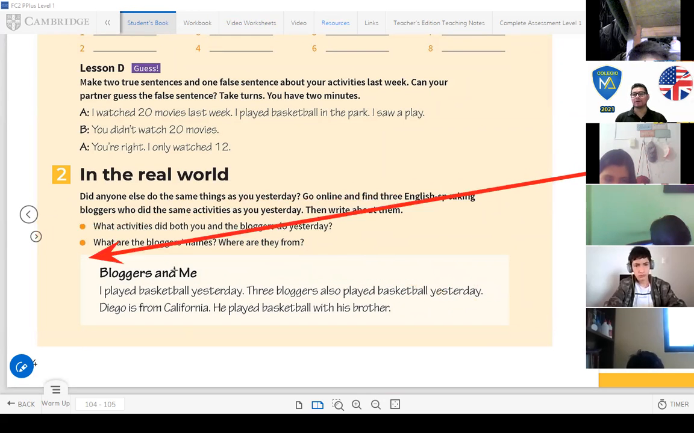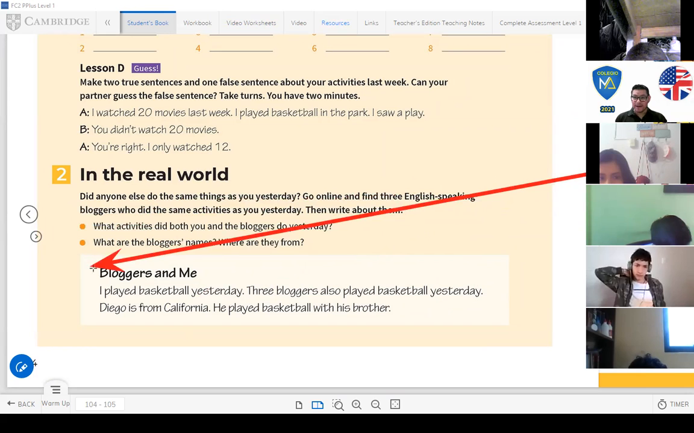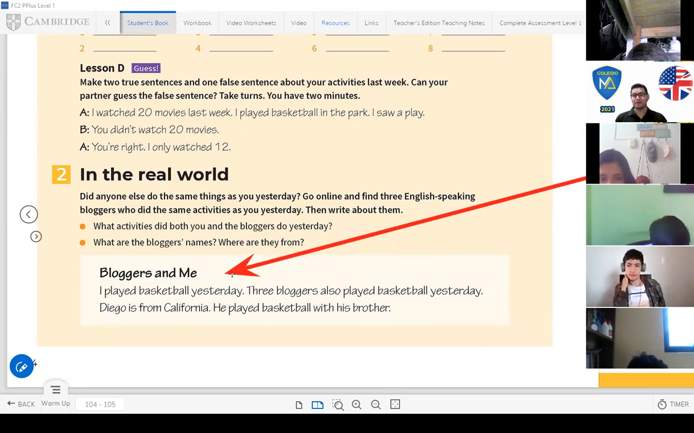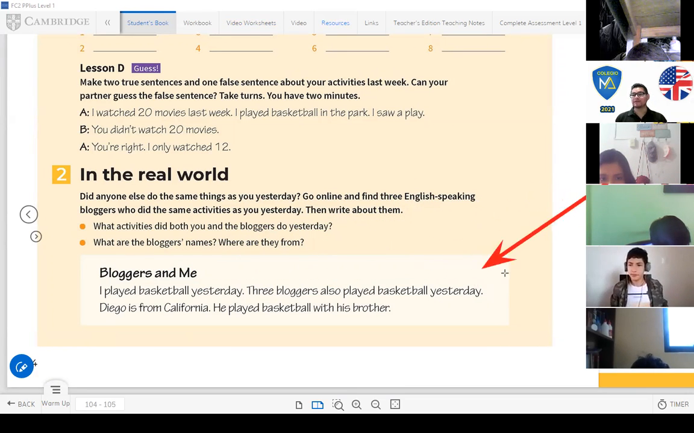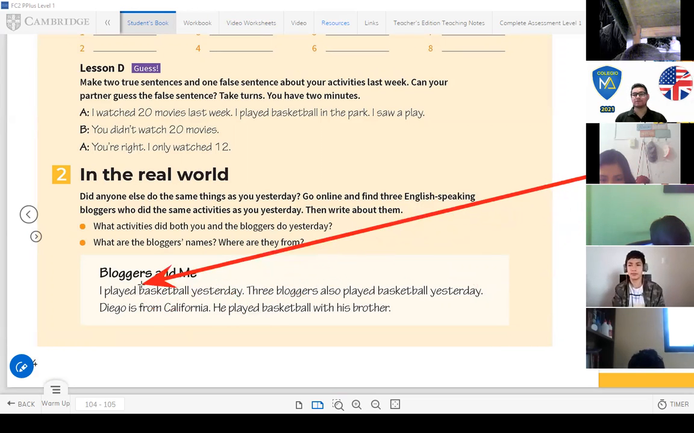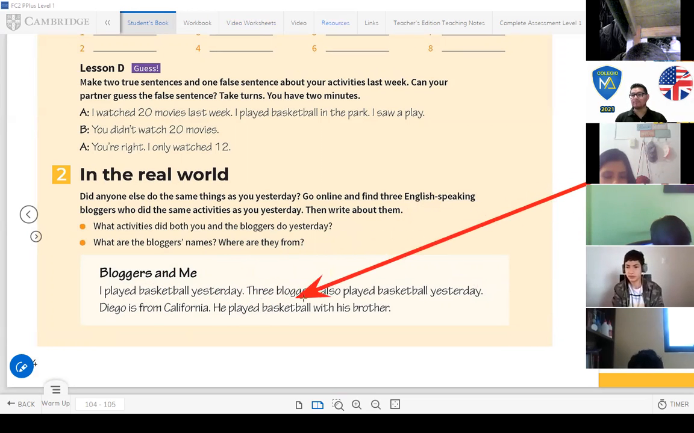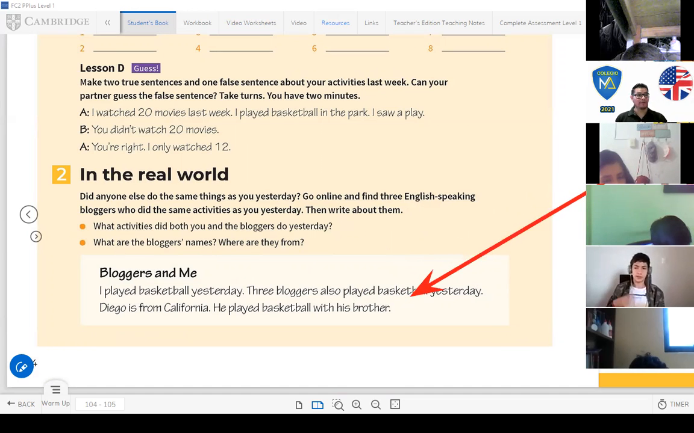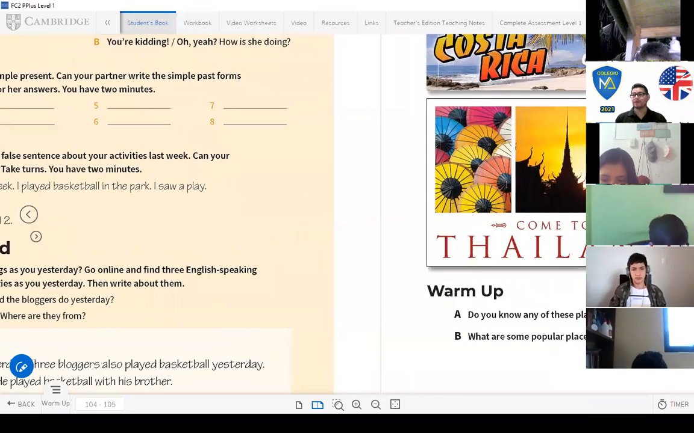For example, the blogger and me, it says: I played basketball yesterday. The bloggers also played basketball yesterday. Diego is from California. He played basketball with his mother. Yeah, this is to talk about the real world and to look for some information about someone else who did the same activities as you, okay? Well, we are going to stop here. We must continue to the next part. Yeah, we are going to skip this part, okay?